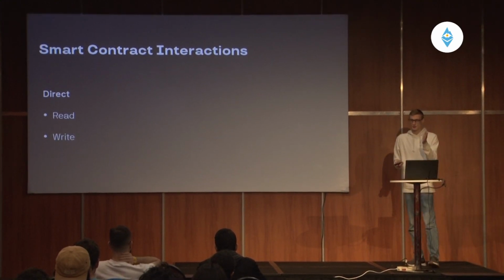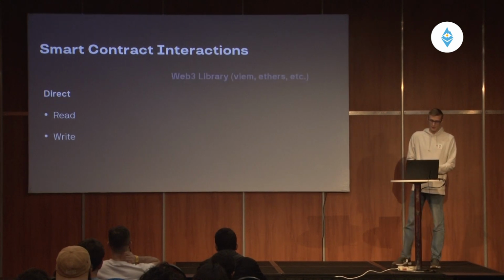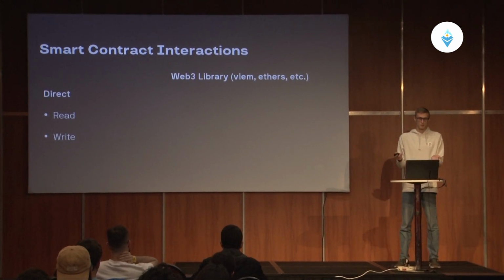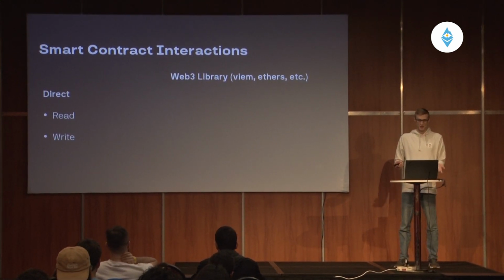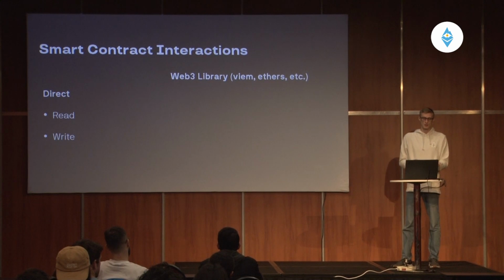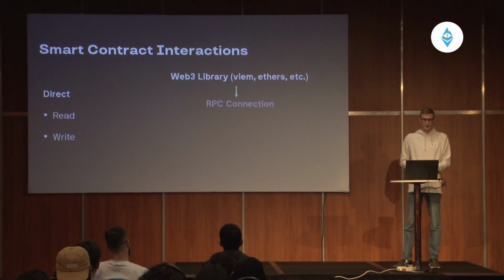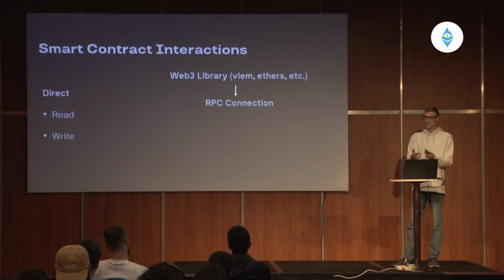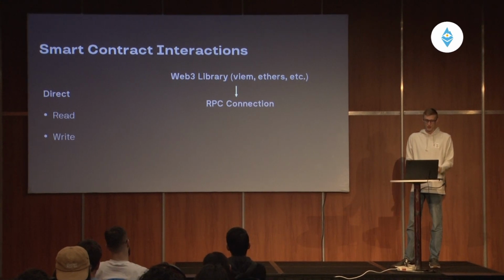So just diving into the direct interactions, this follows actually a pretty standard path. I think just about any Web3 application will follow these standard steps. So first, you're going to start with a Web3 library, something which is going to actually handle these blockchain connections. You're going to pass in an RPC. This is your connection to the blockchain.